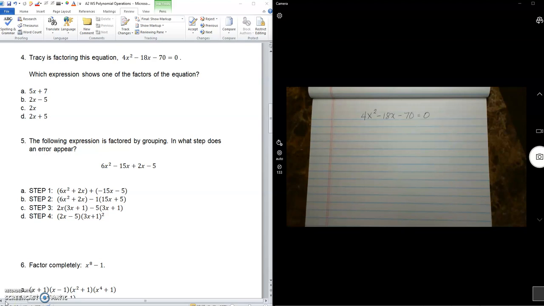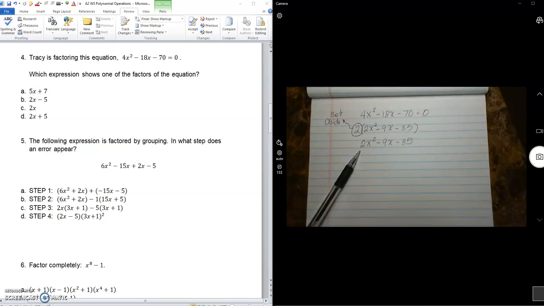Okay, example number four. Tracy is factoring this equation. Which expression shows one of the factors of the equation? So let's go ahead and factor this out. And as you can see, the first step is the greatest common factor. And I can see that 2 is the greatest common factor here. If I take out 2 from here, it's going to turn out to be 2x squared. Factor out the 2 here, and it's going to turn to negative 9x. Factor this out with the 2, and this will turn to negative 35. I just want to set this aside so that this does not go in the way of us doing this by grouping.